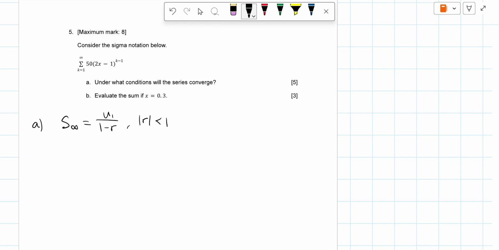Let's start with k equals 1. When k is 1, my power is 1 minus 1, so that's 0. (2x − 1) to the power of 0, everything to the power of 0 is just 1. So my first term will be 50. Let's write it like this: the sum is equal to the first term, 50. What about the second term? My second term is when k equals 2. 2 minus 1 is 1, so that's 50 times (2x − 1). Plus my third term, when k equals 3. 3 minus 1 is 2.